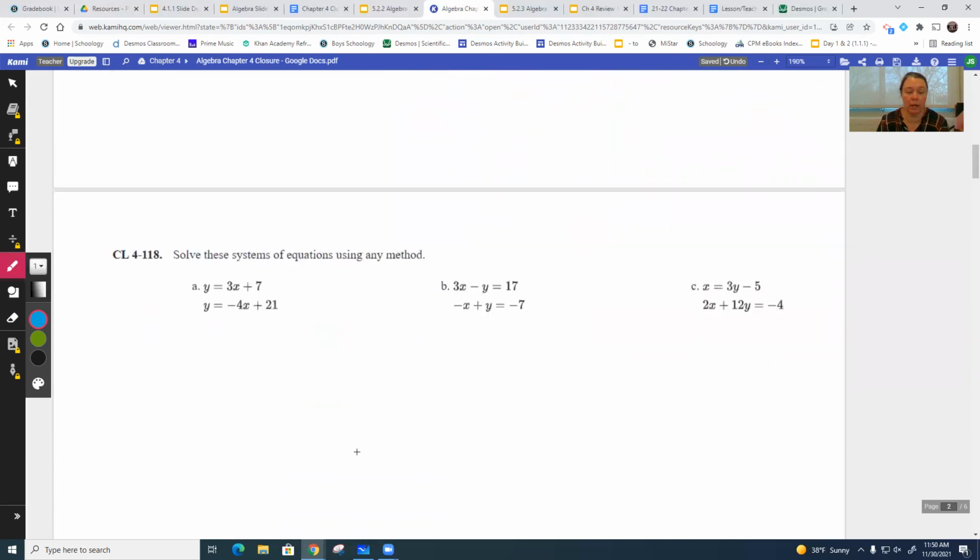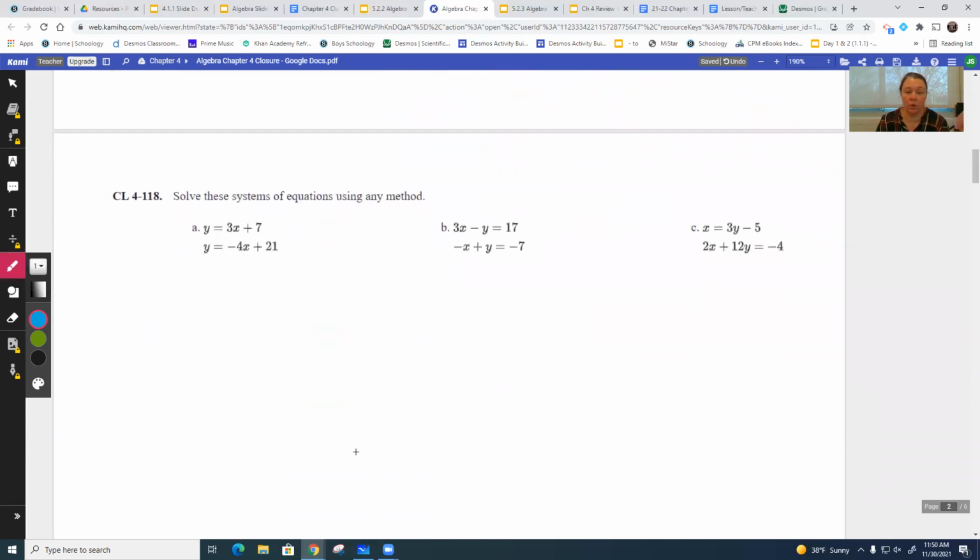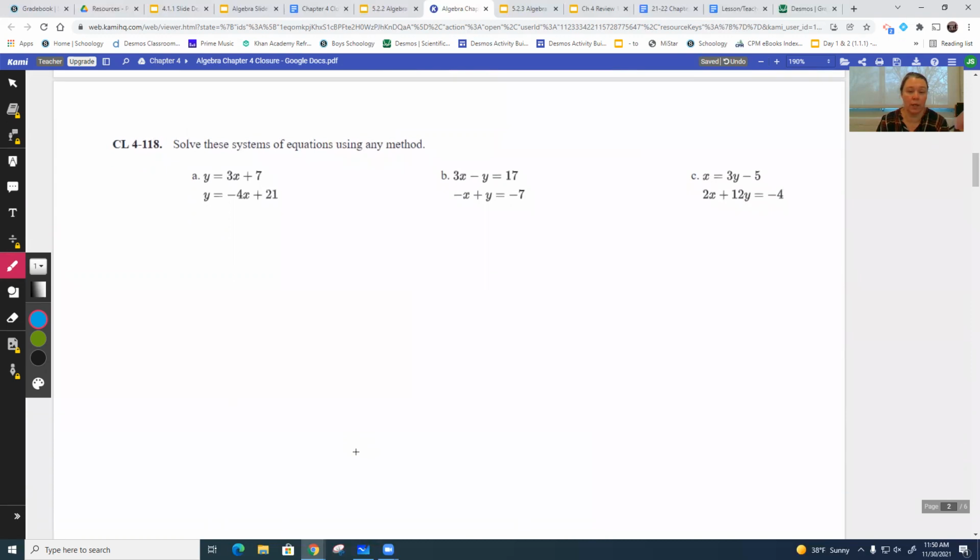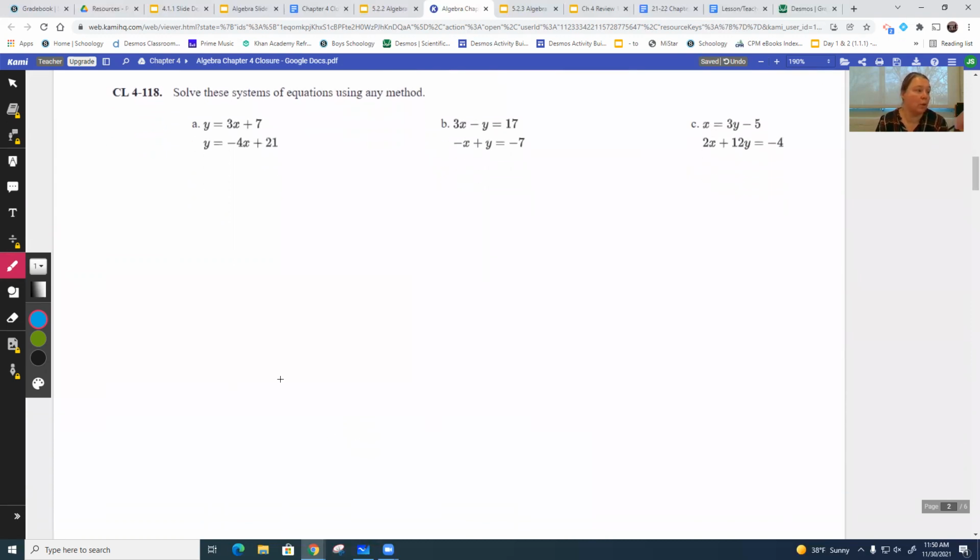Okay, let's take a look at 118. So we're given all of these systems and asked to solve using any method. So we've talked about when we solve systems, if you already have something solved for y or x, then substitution might work, or equal values. If you have the x's and the y's lined up where you can easily add and cancel, then you might want to use elimination. Looking at this, they're both y equals. Y equals this, y equals this. Well, if these both equal y, that means these expressions have to equal each other. That's our equal values method.